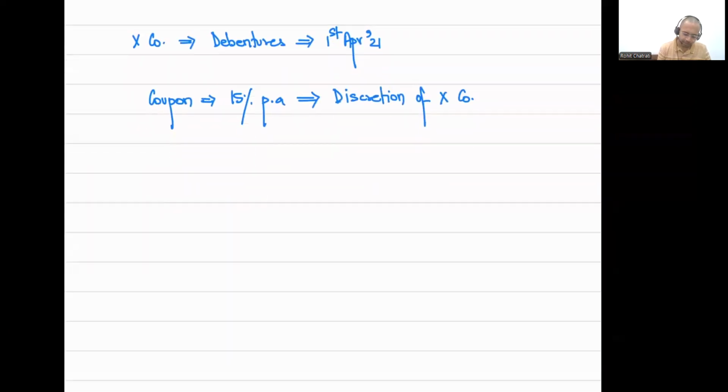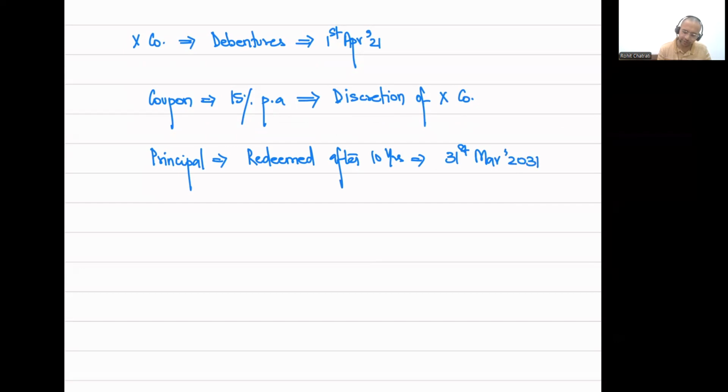Now, with respect to the principal, the question mentioned that the principal is going to get redeemed. This instrument will get redeemed after a period of 10 years. So this instrument is going to get redeemed on 31st of March 2031. I've issued it on 1st April 2021, so it's going to get redeemed on 31st of March 2031.